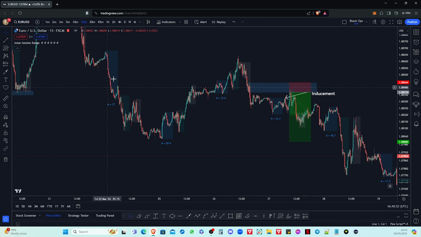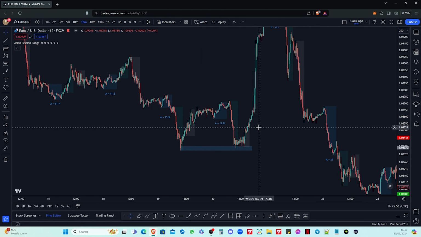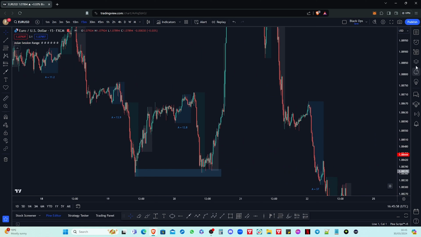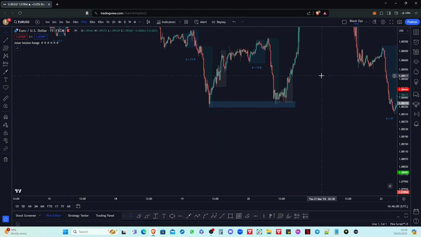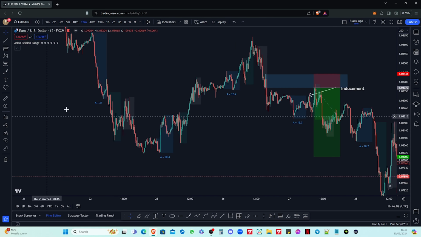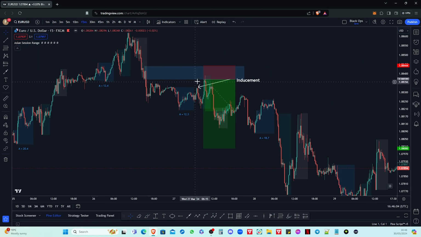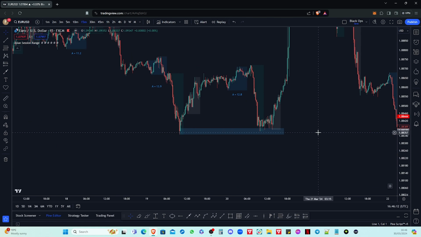Now on the same pair, in the same week as well, we actually had this opportunity. Now this is a bit of a different one. As you can see here, we had a bit of a higher high, rips in, then it taps into the POI, there's your inducement, and you're gone. And I did mention before that sometimes it doesn't have to be a higher high or a lower high, it can be just a couple of candles just before the POI.